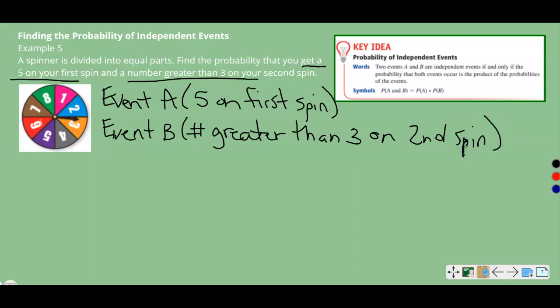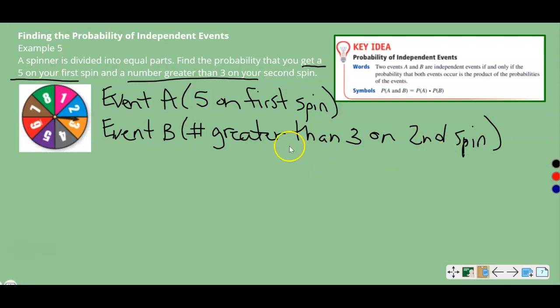All right, so that's just kind of reminding us what event A and event B are, and that just helps when you come back to the probability of independent events. We know we're going to multiply these two if they're independent, and that's how we can get started.